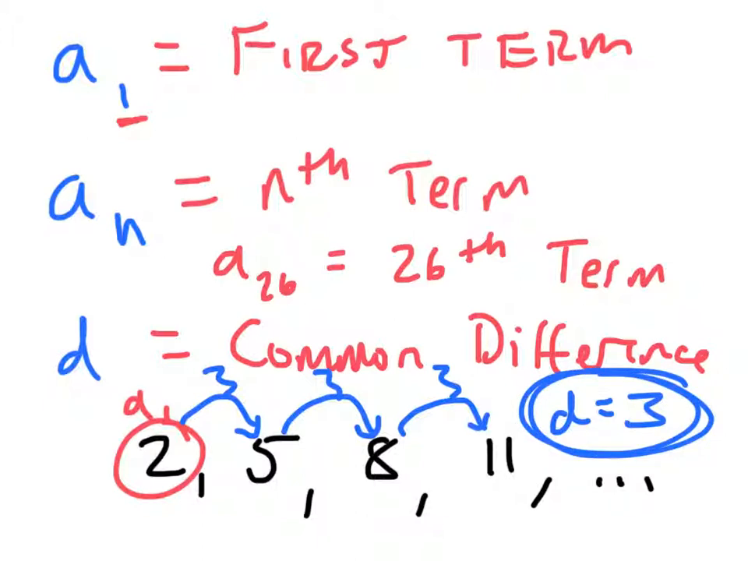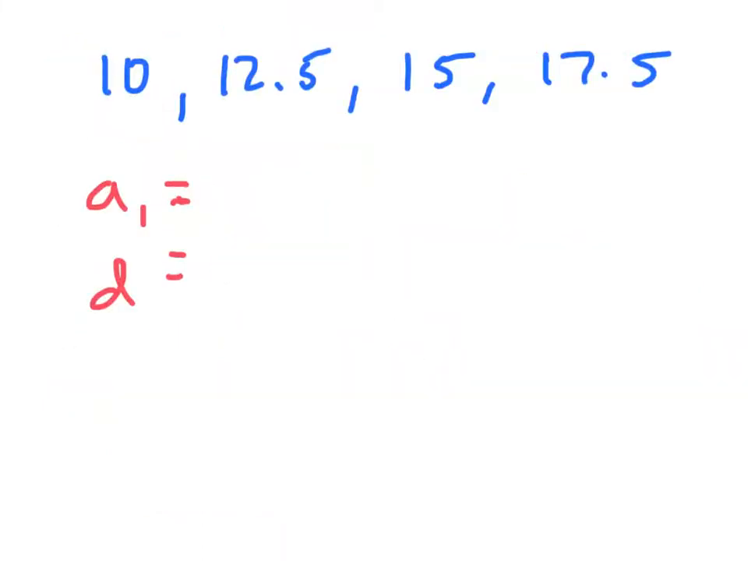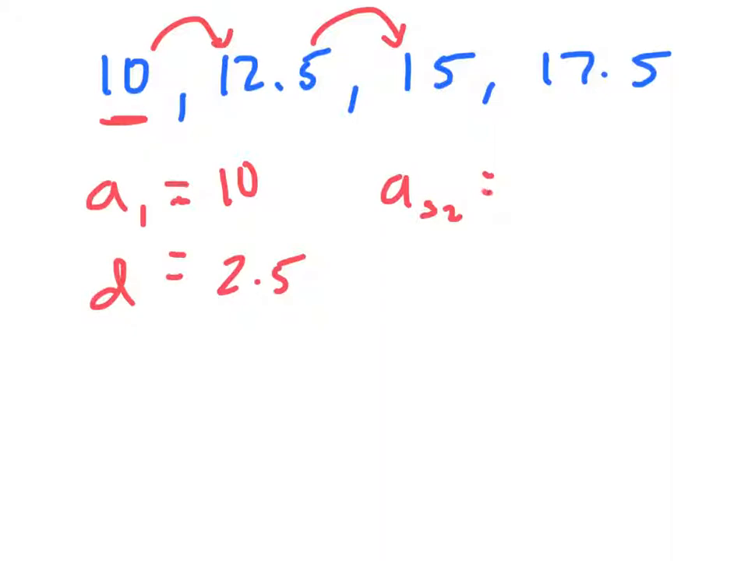Okay, let's look at an example. So as I'm looking through this example, I can see that my a sub 1 is going to be 10 because that's my first term. I then know that as I go up, my common difference is going to be 2.5 because I'm going to be going up by 2.5 every time. Now, if I want to know what was the 32nd term, or a sub 32, that might take a really long time for me to just count up. So the way that we can do this is by finding the formula for this.